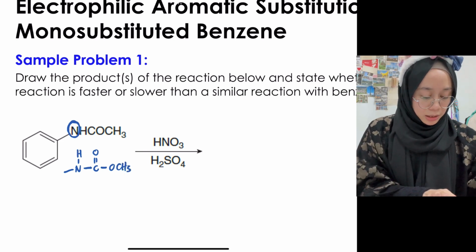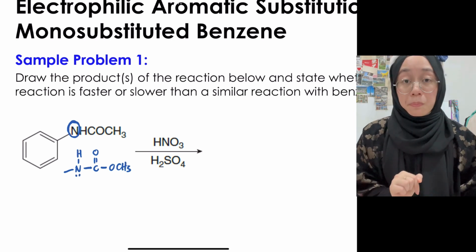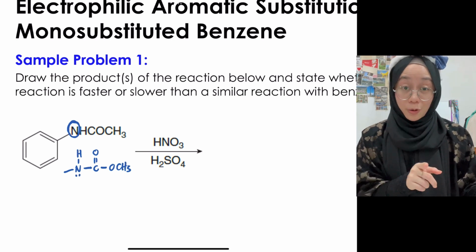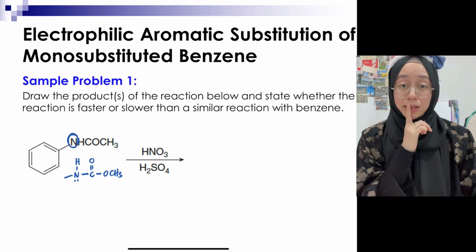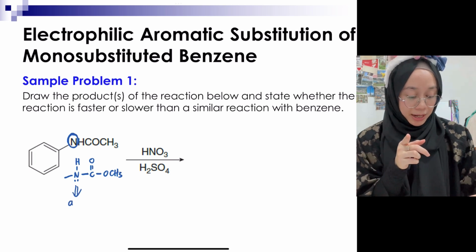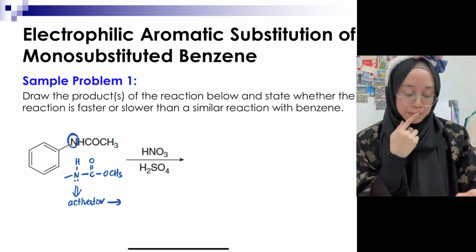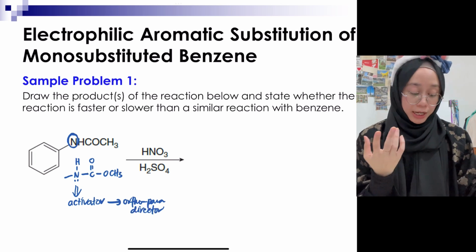Meaning N dekat sini dia baru ada 6 elektron keliling dia, bermaksud dia ada satu lone pair. Okay, so sebabkan dia ada lone pair bermaksud dia adalah ortho-para director. Okay, bila ada lone pair dia adalah activator. So activator means dia adalah ortho-para director. So kalau macam tu, apalah produk yang akan terhasil?